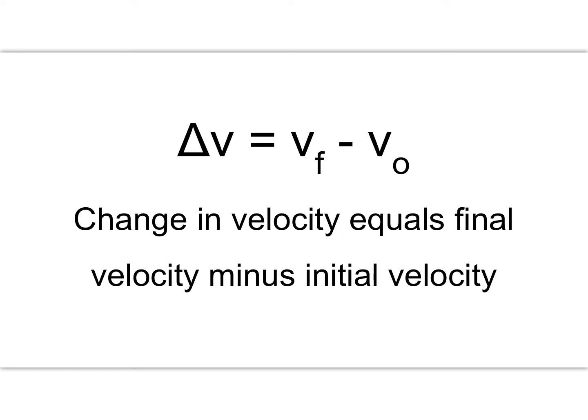So speaking of the change formula, we are going to continue what we were doing with change in position, but now instead of calculating change in position, we're going to calculate the change in velocity. So that triangle, the delta, just means change, and the V we're going to use for velocity. So the change in velocity is calculated by taking the final velocity minus the initial velocity.